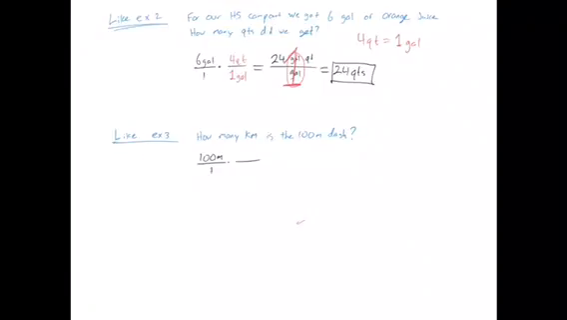Alright, next one is example 3. How many kilometers is the 100-meter dash? So what do I want my final answer to be? Well, I want my final answer to be in kilometers. It says how many kilometers, so I want my answer to be in kilometers. And right now I have 100 meters. So notice I wrote that 100 meters here, what I'm starting with, as a fraction to make that a little bit simpler. Then I want my answer to have kilometers in it, so I'm going to want the kilometers on top and the meters on the bottom.